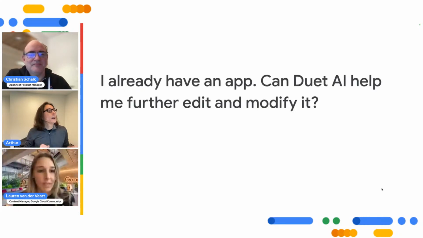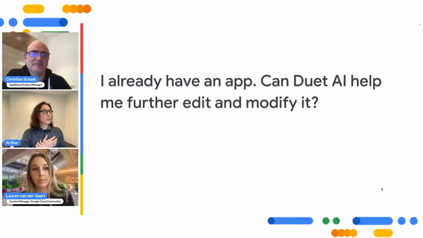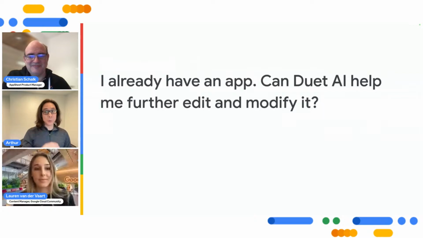Okay. I think that came up in the live questions as well. So, you already have an app and you're wondering if you can further edit and modify the app. Well, today, no, that's not possible. Duet AI is really an experience that is available before you actually create the app, and it's just letting you create it and get access to it in the AppSheet editor. So it's only an initial app.